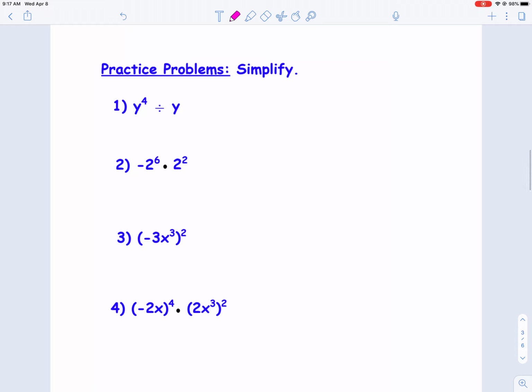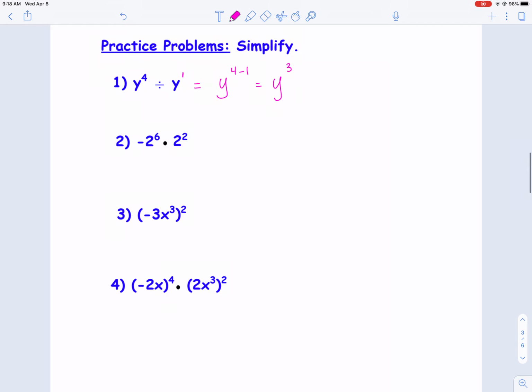Okay, so let's do some practice. Here, straight division, you could write it like this, but remember that's a 1. So when you simplify that, you're really doing y to the 4 minus 1, y to the third power. Okay, everyone's going to get this one confused. Be careful. This 2 is not a coefficient.